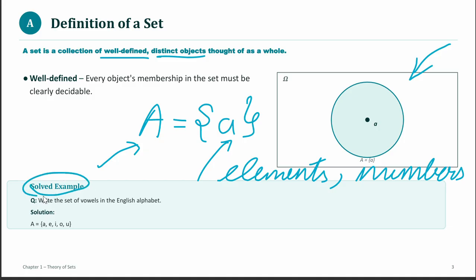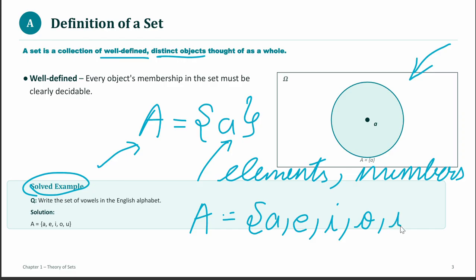Let us see the solved example right here. Write the set of vowels in the English alphabet. We know that the vowels are A, E, I, O, U, right? These are the only 5 alphabets that can be counted as vowels. Therefore, this is a set. Is it well defined? Of course it is. Are they distinct objects? Yes, all of them are distinct. So, in order to be classified as a set, it should be well defined. Also, it should have distinct objects.